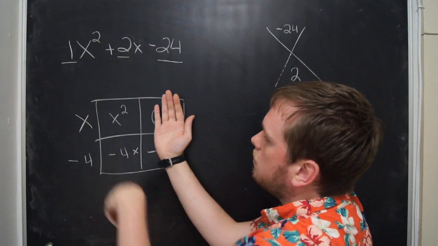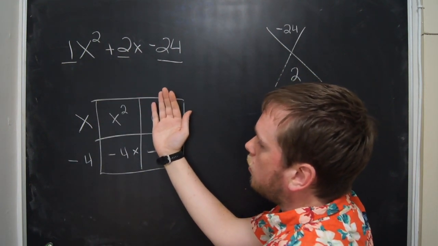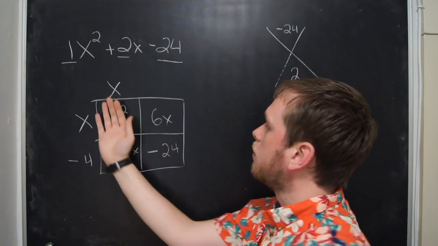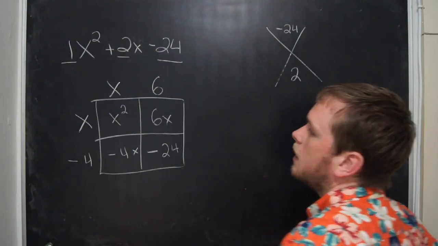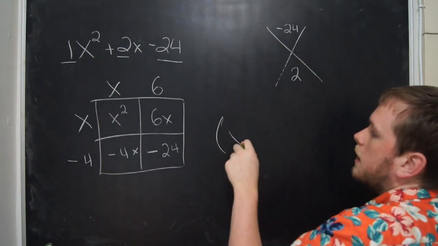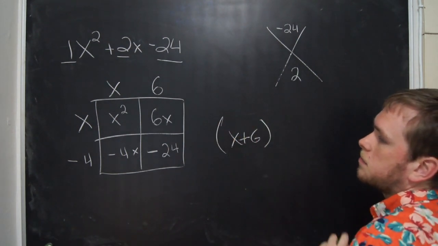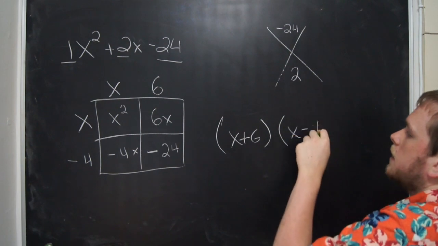Now I'll go up and down. GCF of x squared and negative 4x is x. And over here, GCF of 6x and negative 24, that's 6. So my final factored form is x plus 6 and x minus 4.